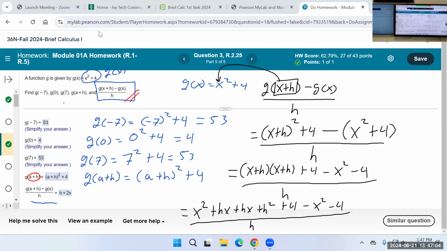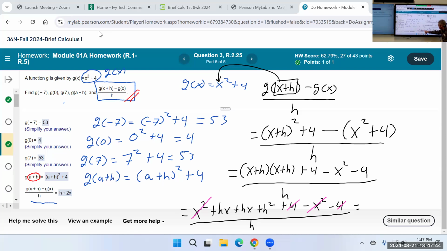Okay. So if I did it right, the things that have nothing to do with h should cancel out. That's my goal. So I have x squared here minus x squared here, that cancels. And I have 4 minus 4, so that cancels. And so the only thing that's left are terms that have something to do with h. Just to give you the hint.